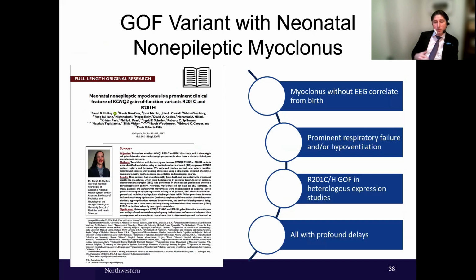They had trouble breathing. They had respiratory failure or slow or low breathing. And they all had this R201 variant, which was shown to be gain of function. All these children had profound developmental delays. So again, even though it's the same age of onset, I wouldn't see the focal tonic seizures that I showed you examples of, and I would have a good idea that the child didn't have this gain of function variant.